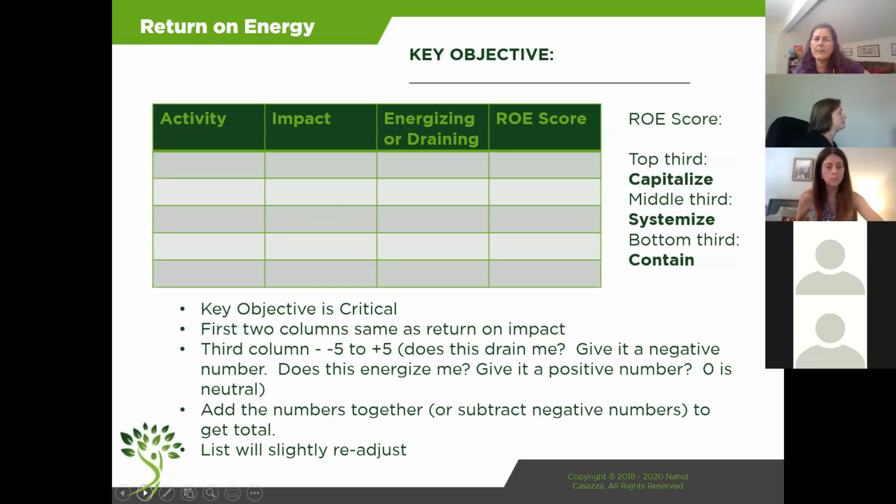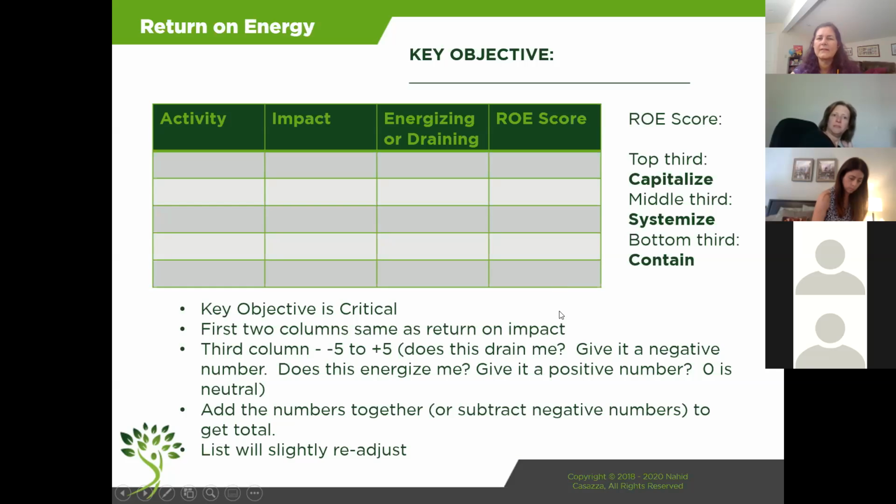What this does is add a third column, which is energizing or draining, and you score it from a -5 to a +5. Negative numbers are the degree to which this drains me, and positive numbers are the degree to which this energizes me. If I go back to my financial manager, this person hates mentoring their employees, so that gets a -5. Even if it was scored as a 10, it goes down to a 5 when you add the two columns together and you get your final return on energy score.